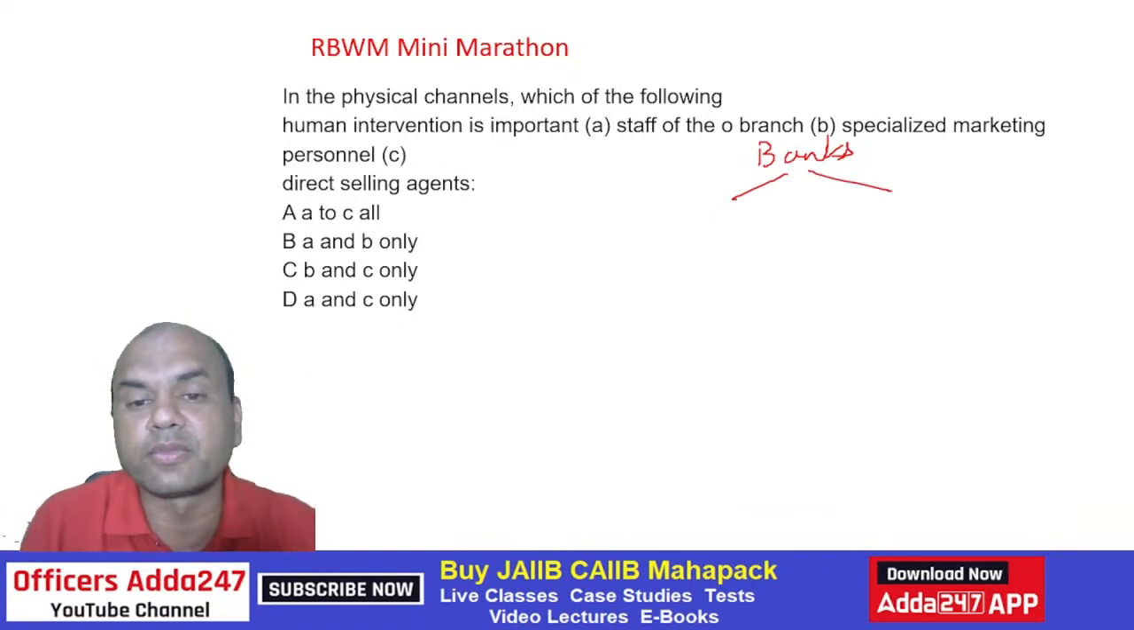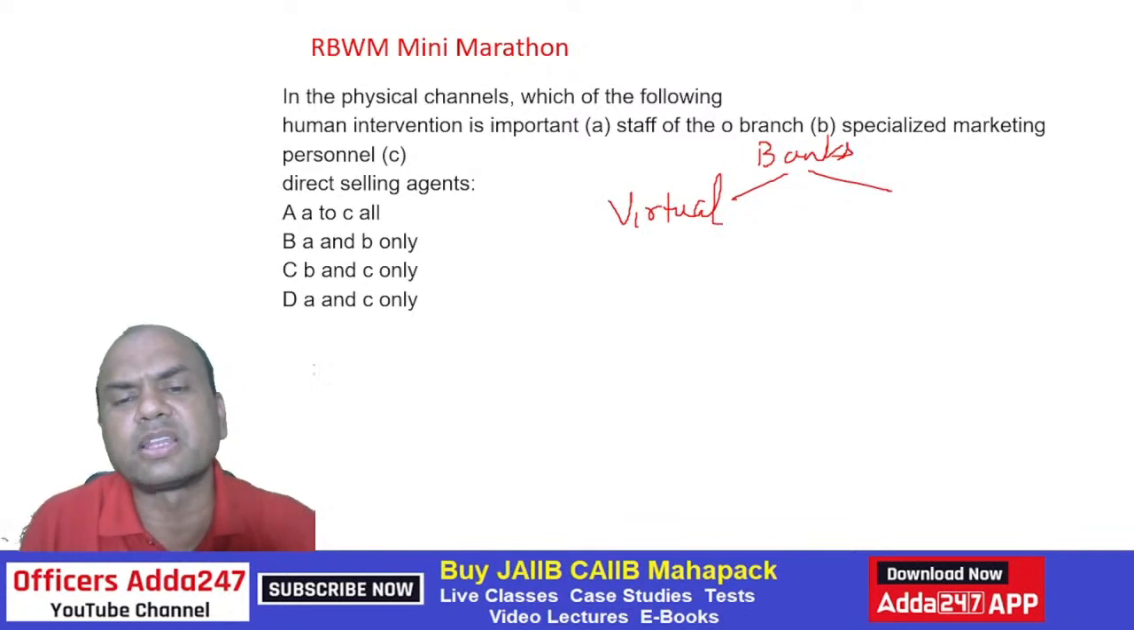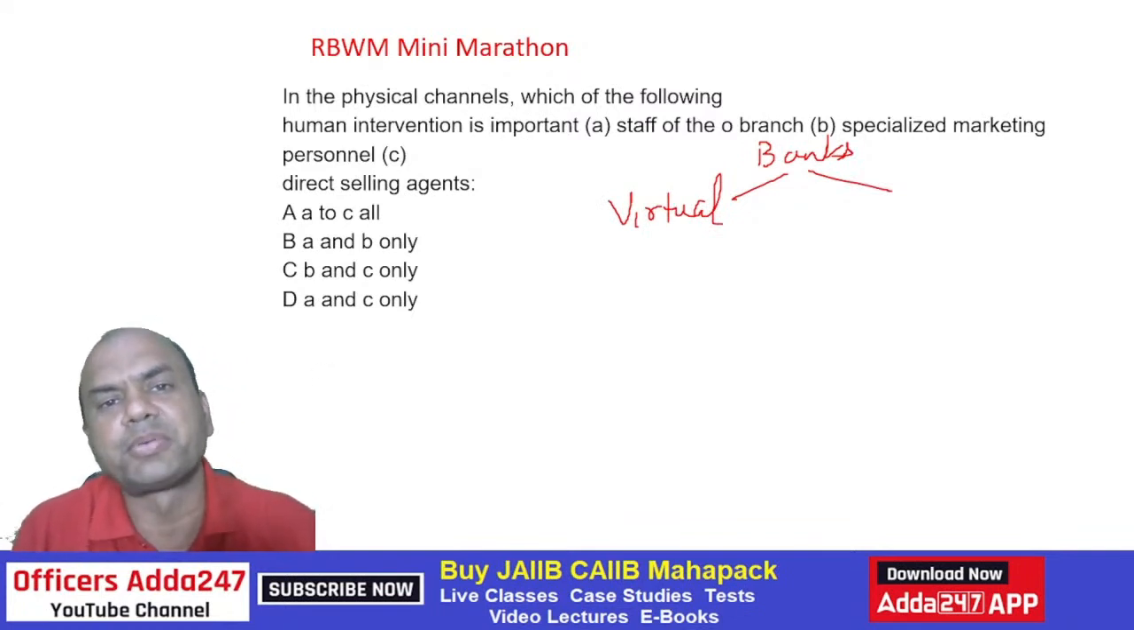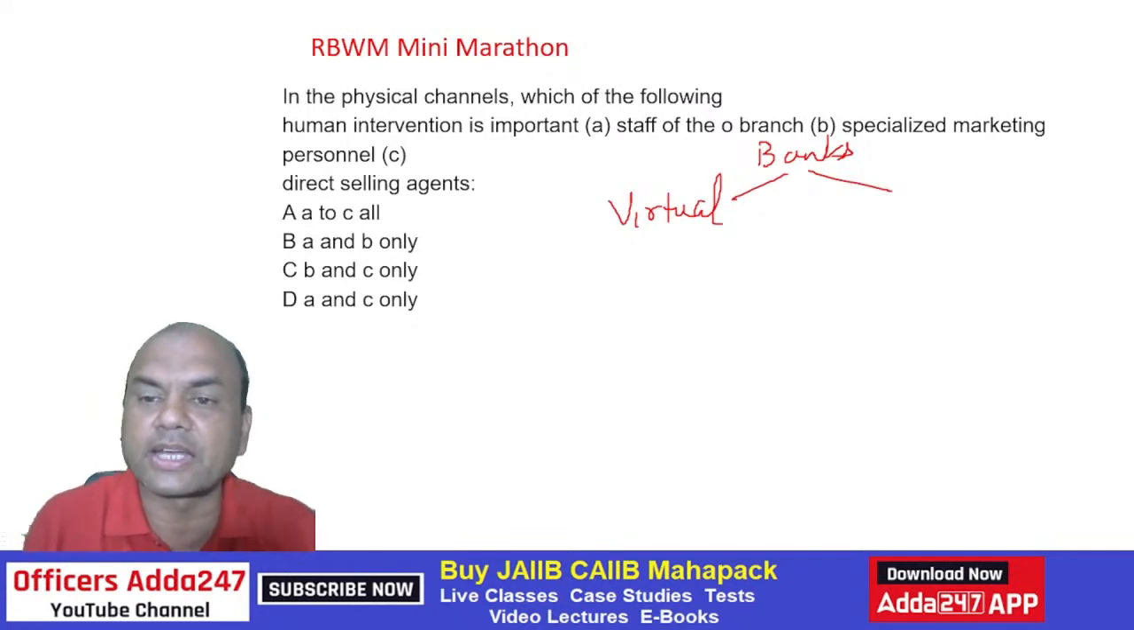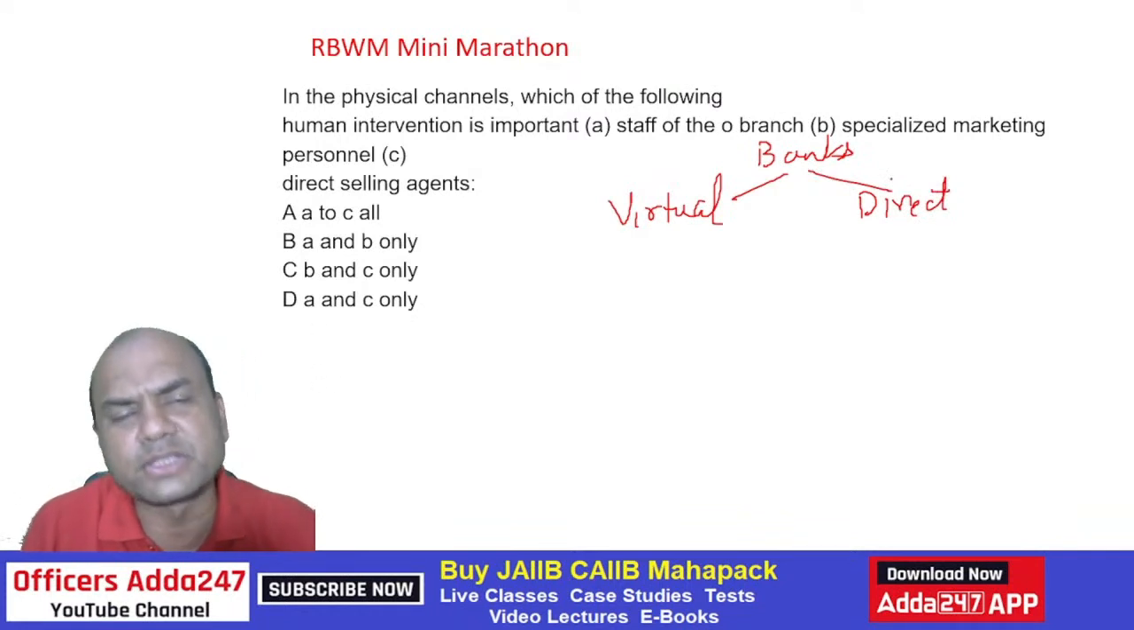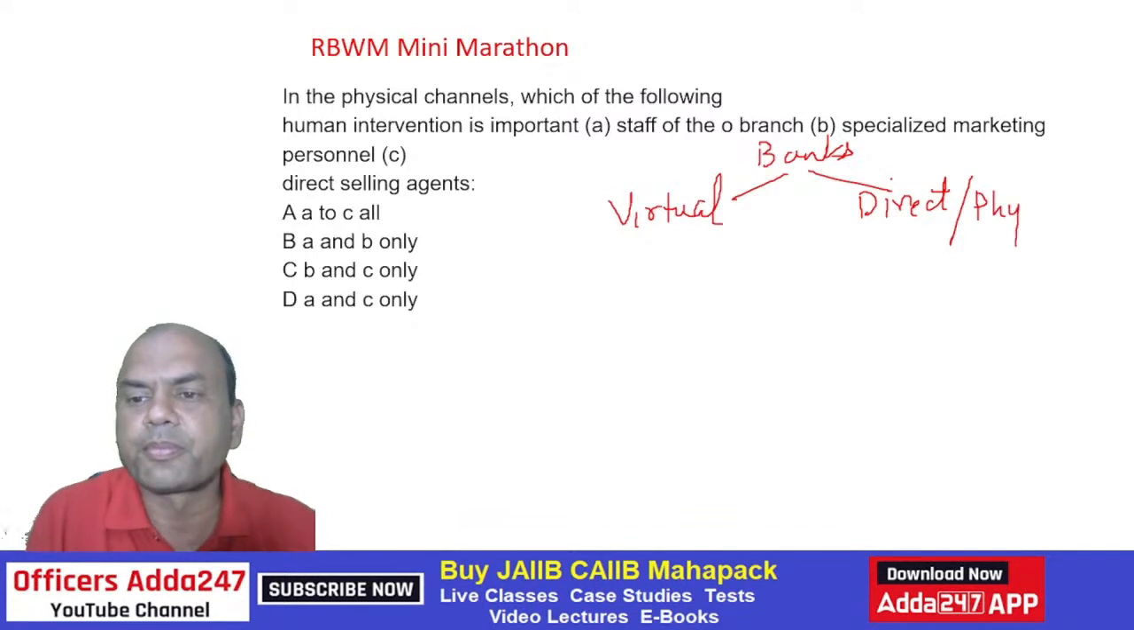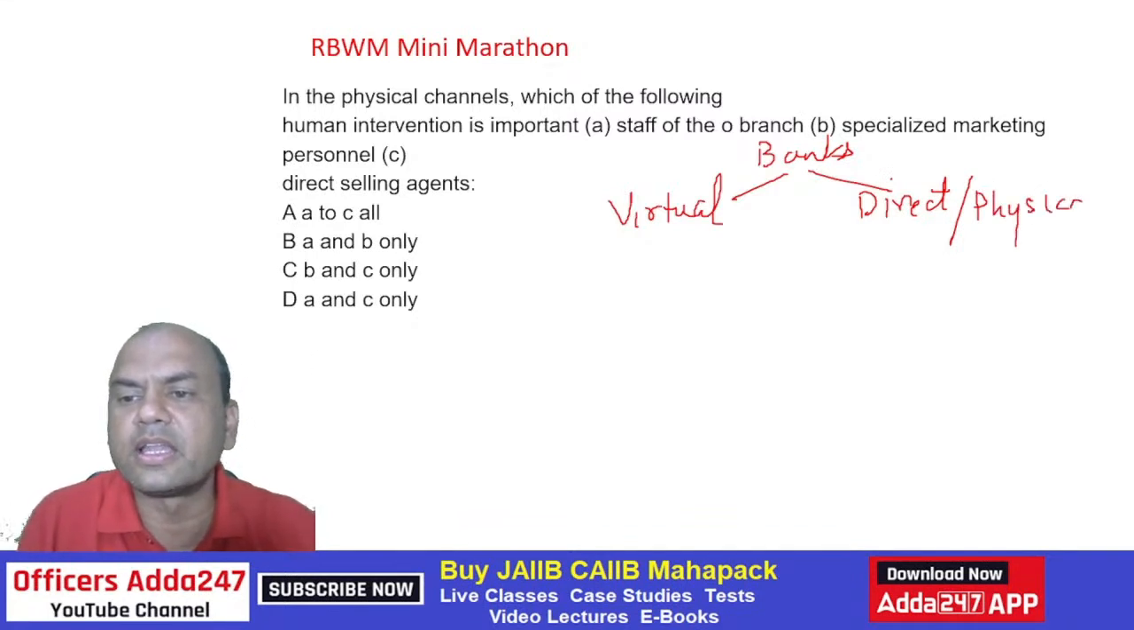One is virtual. Virtual means what we just saw, the e-channels: internet, app, telephone banking, mobile banking, everything. And the second is the direct channel, or they call it the physical channel also. Any name can be given.